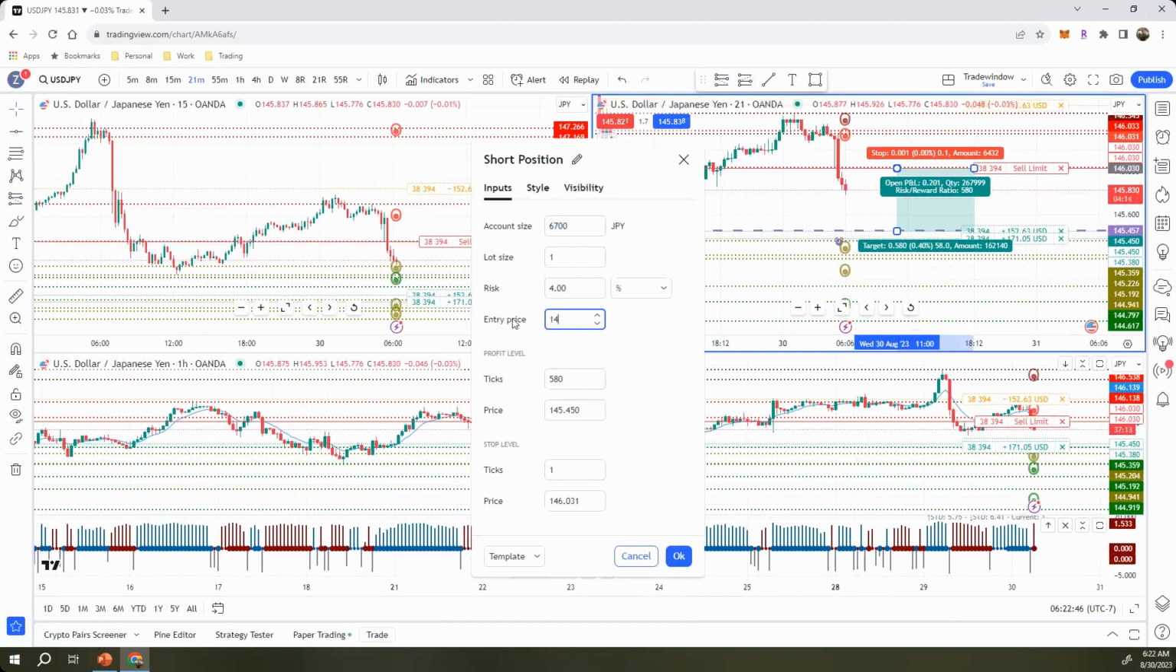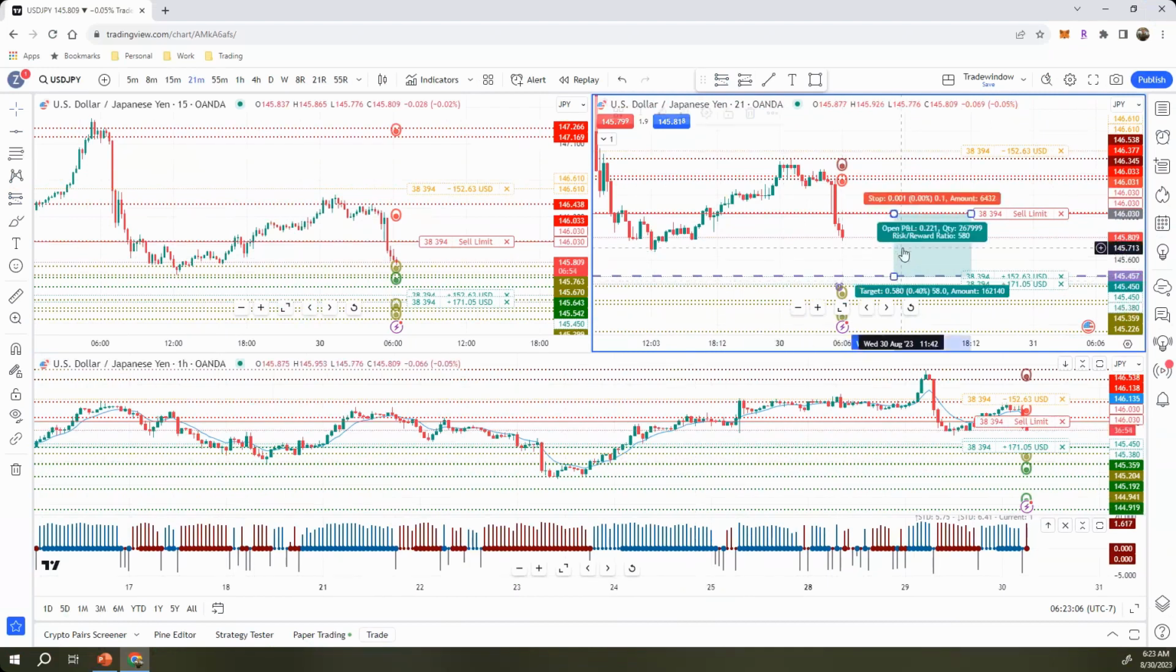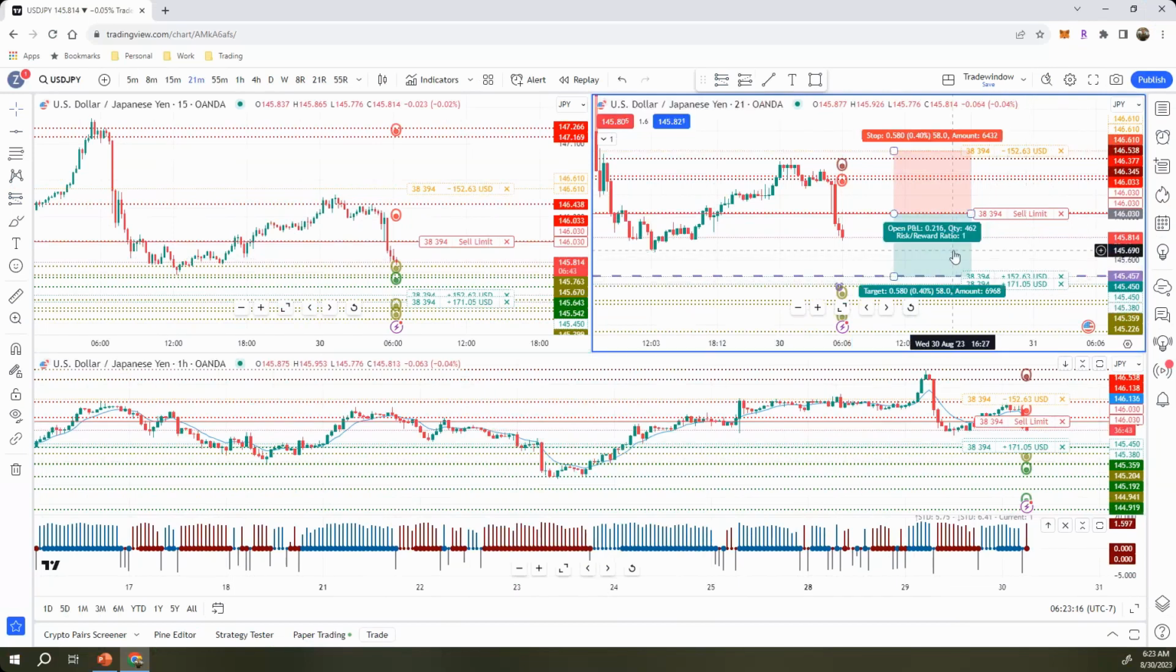146.610. Oh no, that's what it is. 146.610 is our stop. That's what it was. I'm like, that doesn't make any sense. So that's our T1, our first position.